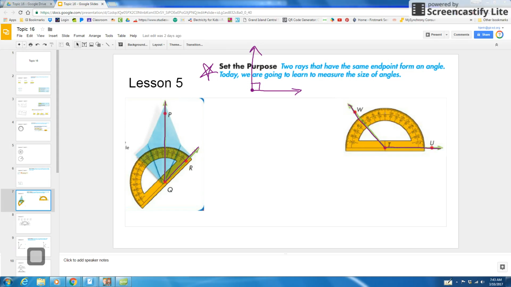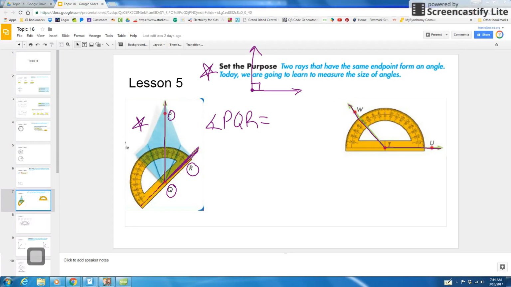So let's look at our first one over here. Because it has points P, Q, and R, we would call it angle PQR. You use the points that it's labeled with to name or identify it. So we are looking at angle PQR. Now this protractor is on an angle, so it's hard to see, but the bottom of the angle is right on the bottom of the protractor, this line that goes across the bottom. That's important because if it's not lined up there, then your angle measure is going to be off.